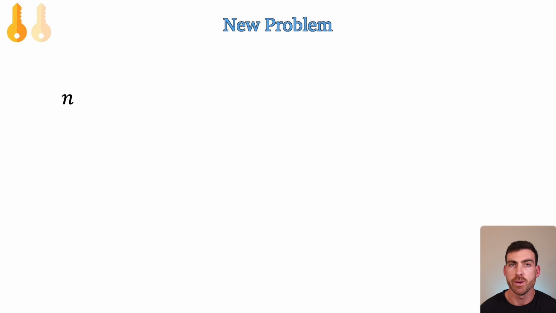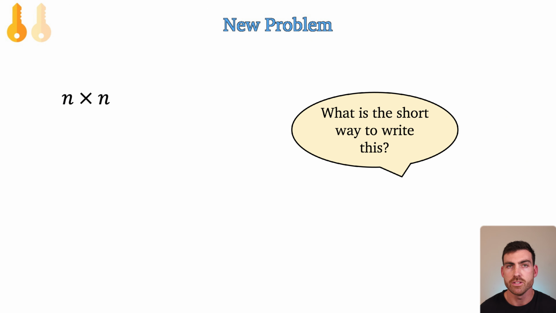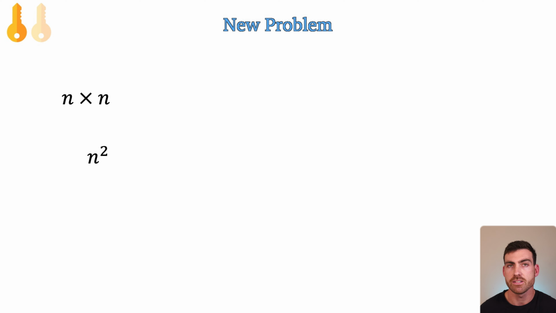Imagine an unknown number n. Now multiply it by itself. What's the short way to write this? Yes, this is where index notation steps in. We call it n to the power of 2, or n squared.